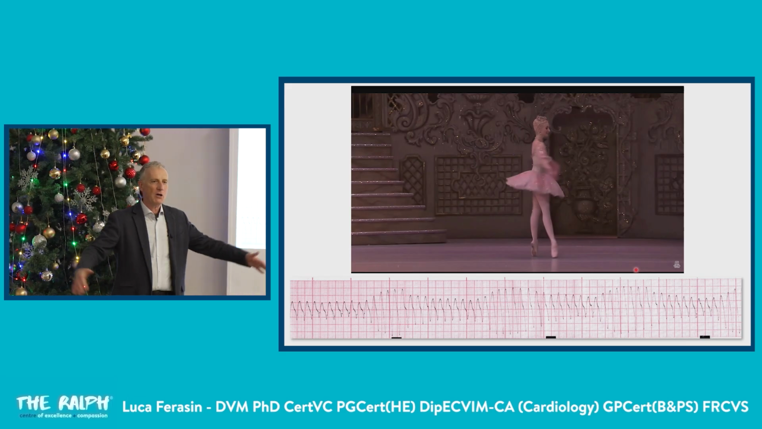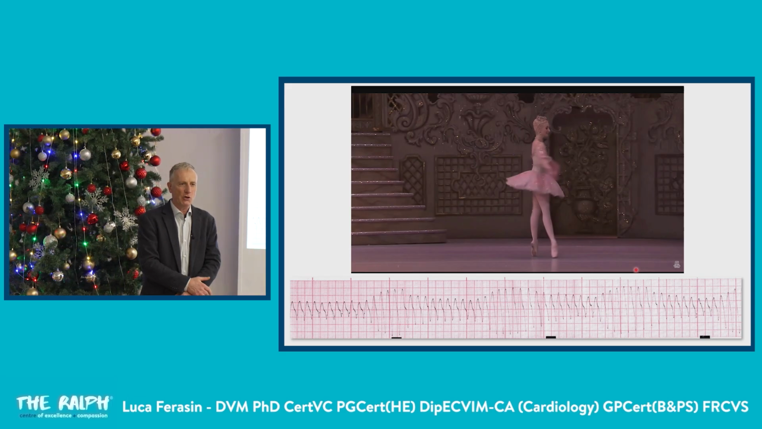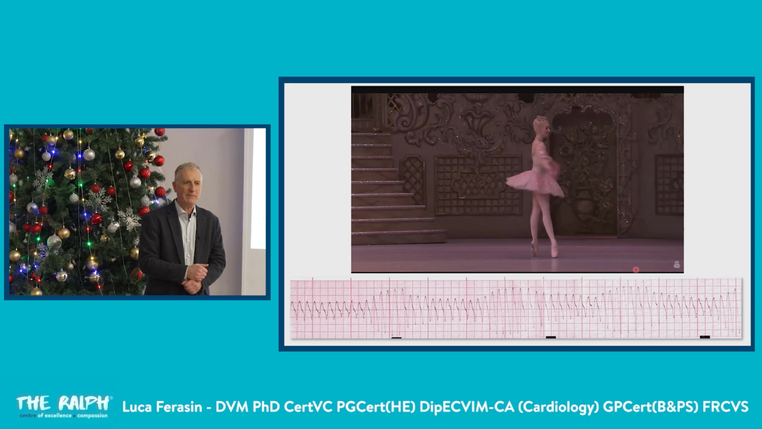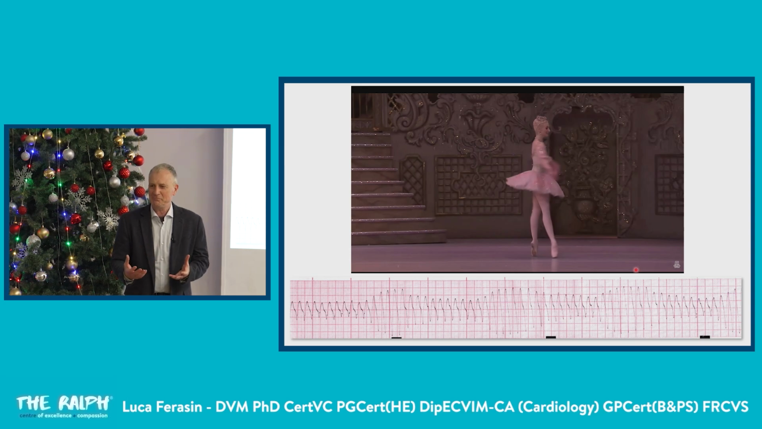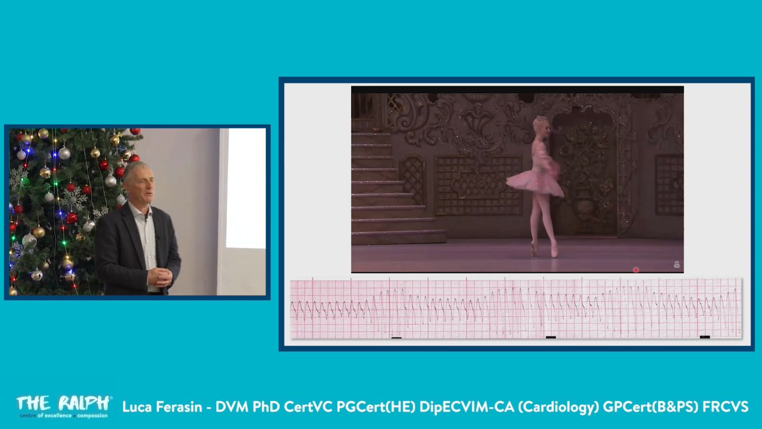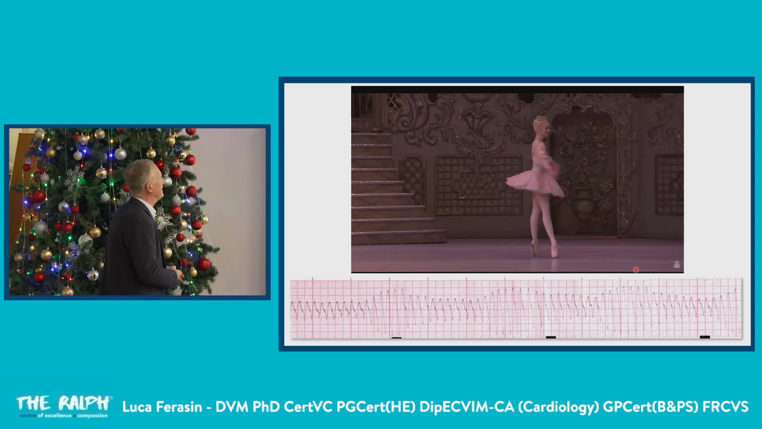When a ballerina opens and closes the arms during the spinning, the speed changes. So obviously this cardiologist was very attracted by ballet that he named this abnormality the torsade de pointe.